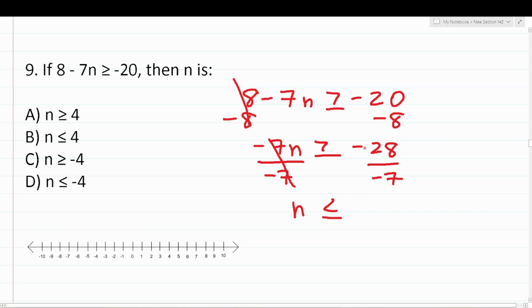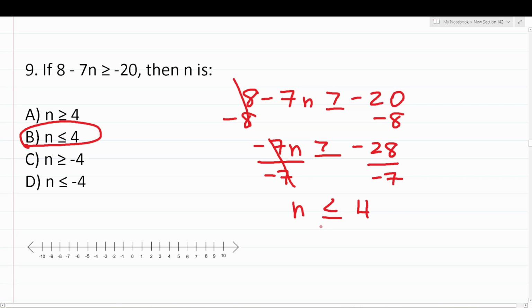And now we have -28 divided by -7. A negative divided by a negative is going to be a positive. -28 divided by -7 is going to be +4. So the solution to this inequality is n is less than or equal to 4, which we can see is B. Let's go ahead and graph this on our number line.